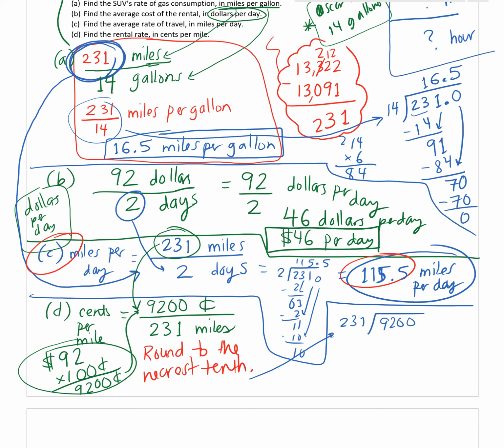231 times... 3? No, let's see, 231 times 4. I think that might be too much. How about 231 times 3? Let me try 4, just to see how that goes. 4. No. Oh, a little bit too big, huh? 924. Let's try 231 times 5. That'd be 5, 15. Wait, what? Oh, why'd I go up?